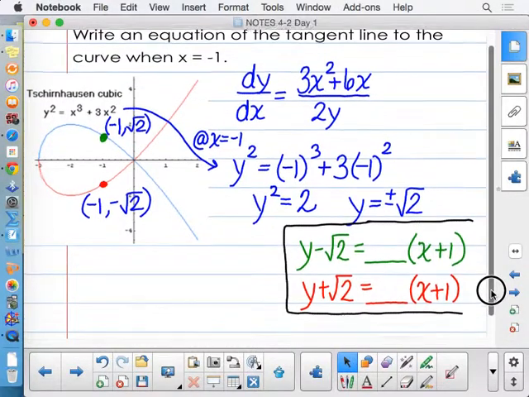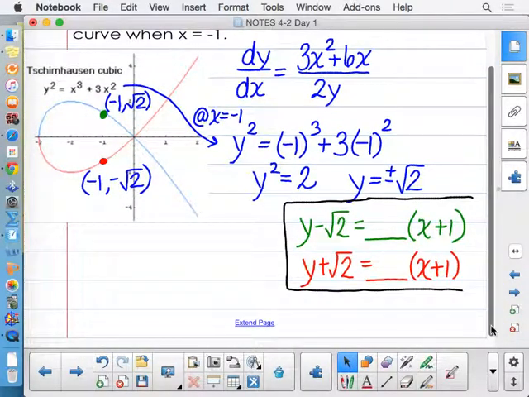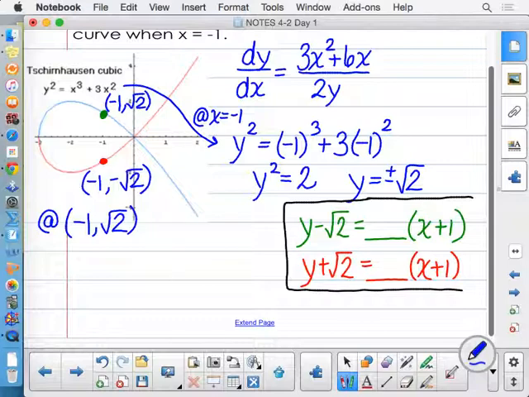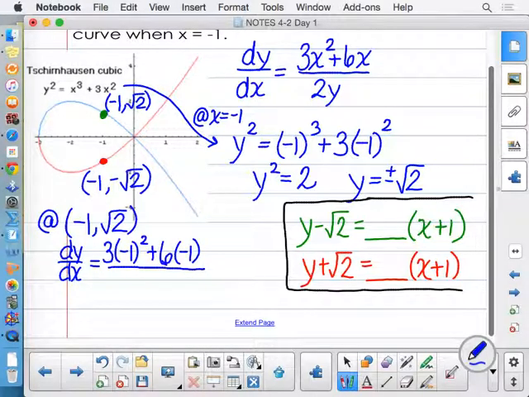So to get the slopes at each ordered pair, I'll need to use the derivative function and evaluate it for that particular value of x and y. So as we do this, I'm going to start off at my -1, square root of 2 point. To evaluate the derivative at that point, the derivative, which will give us the slope, is going to be 3 times the x value squared plus 6 times the x value, divided by twice the y value. When you go to clean up the numerator for this one, you end up with -3 over 2 square roots of 2.